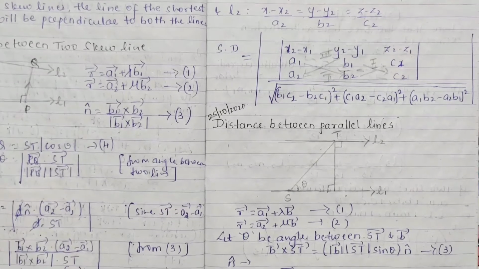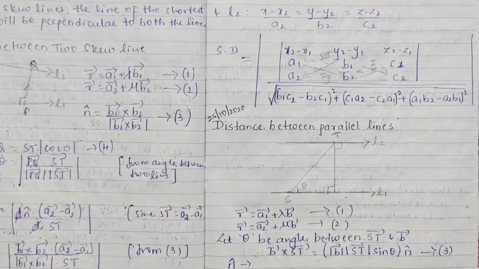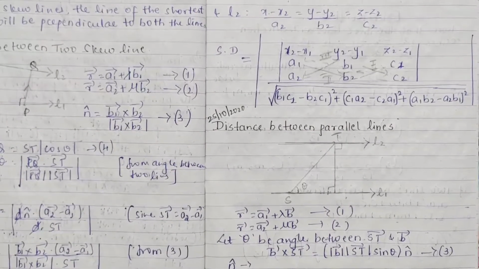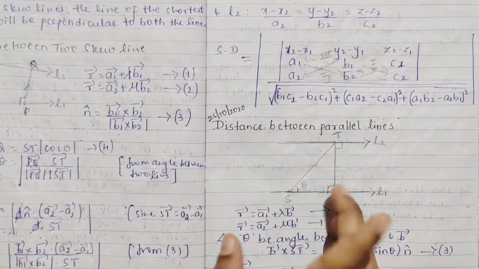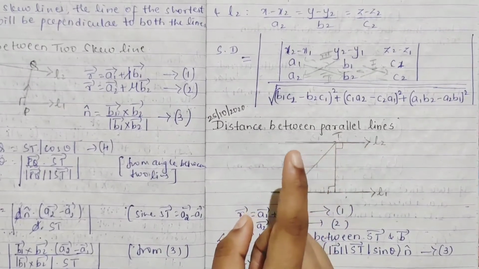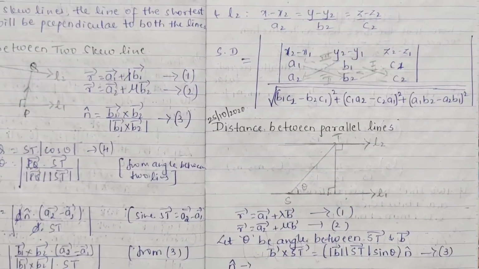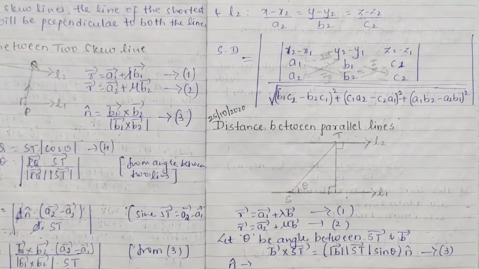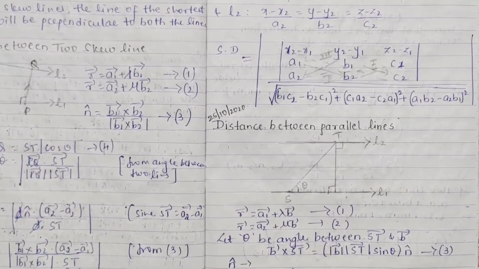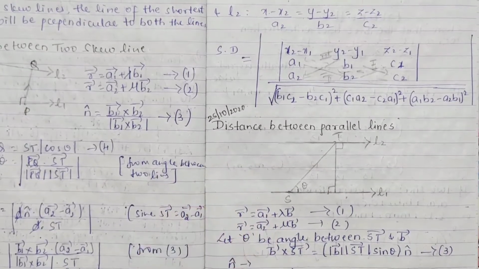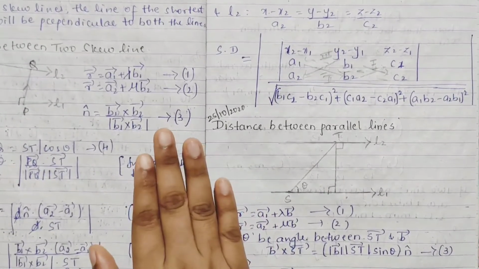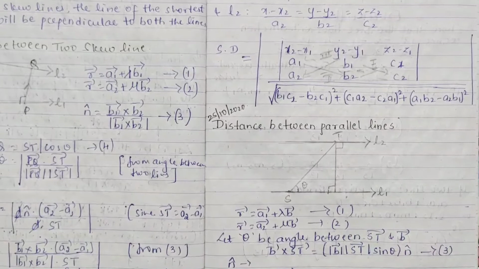Hello students, so we will move up to our next part. Till yesterday we have done equation of line passing through a point with vector, then parallel, and one more with given points. We have done shortest distance. In that we have done distance between two skew lines. Now we will see distance between parallel lines.